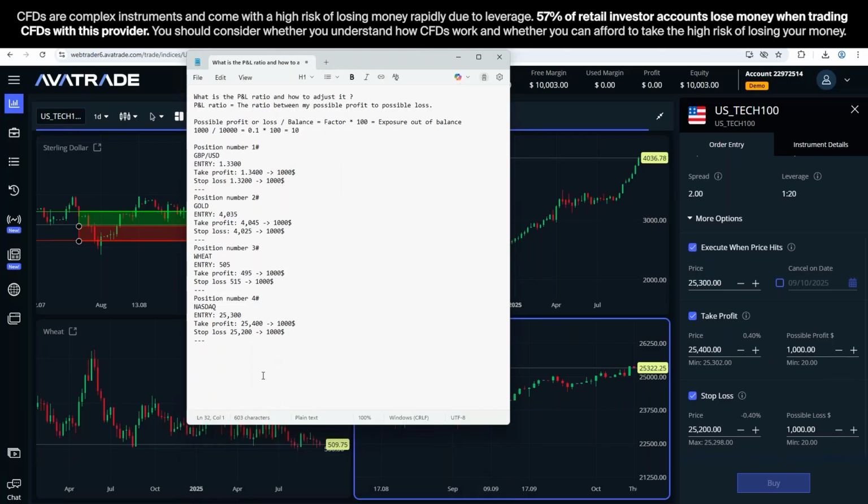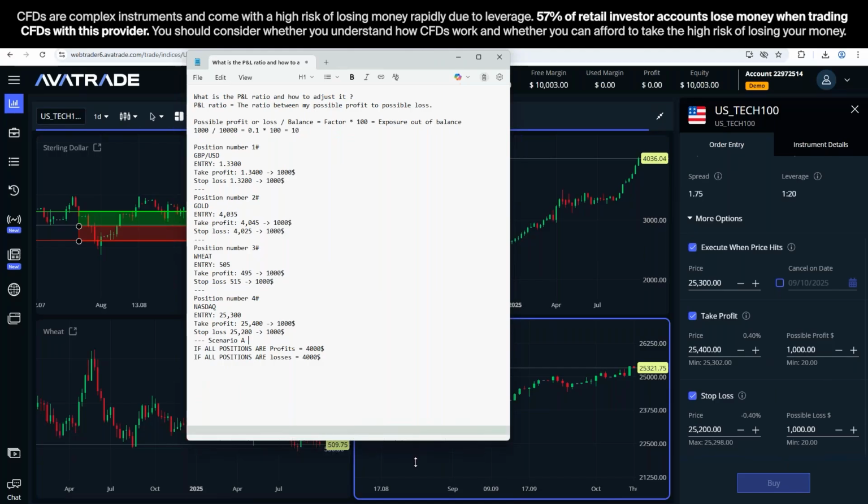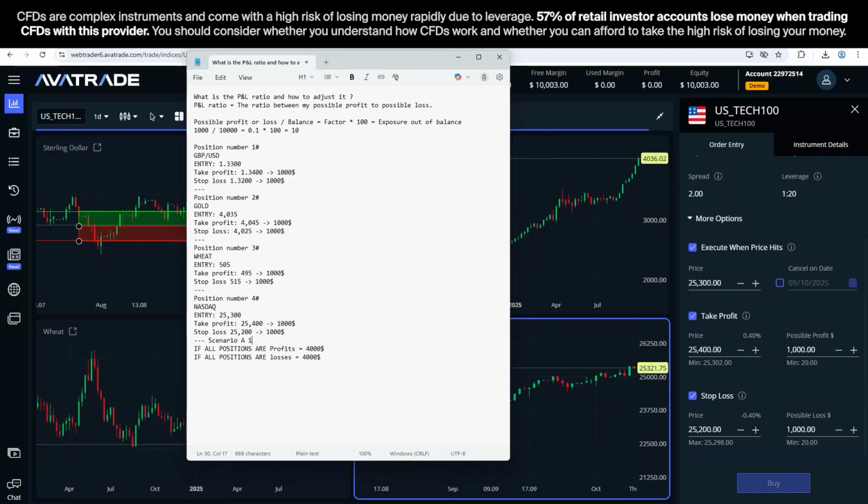let's write down a quick scenario here. If all positions are profits, equals $4,000. If all positions are loss, equals $4,000. This is scenario A. Okay, this is a ratio of 1 to 1, yeah?